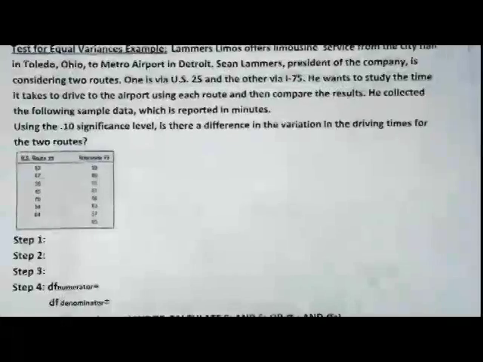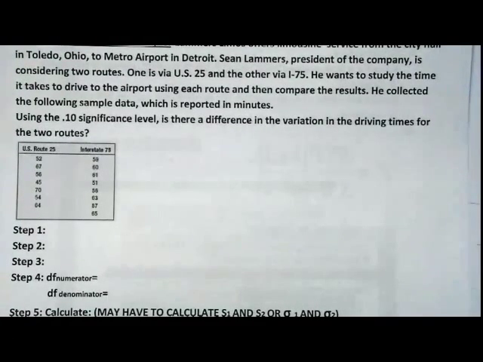And I have right here an example. Lammers offers limousine service from City Hall, Toledo, Ohio to the Metro Airport in Detroit. Sean, the president of the company, is considering 2 routes, one via US 25, a local route, and the other via I-75, a highway. He wants to study the time it takes to drive to the airport using each route and then compare the results. He collects the following sample data, which is reported in minutes. Using the 0.10 significance level, is there a difference in variation?